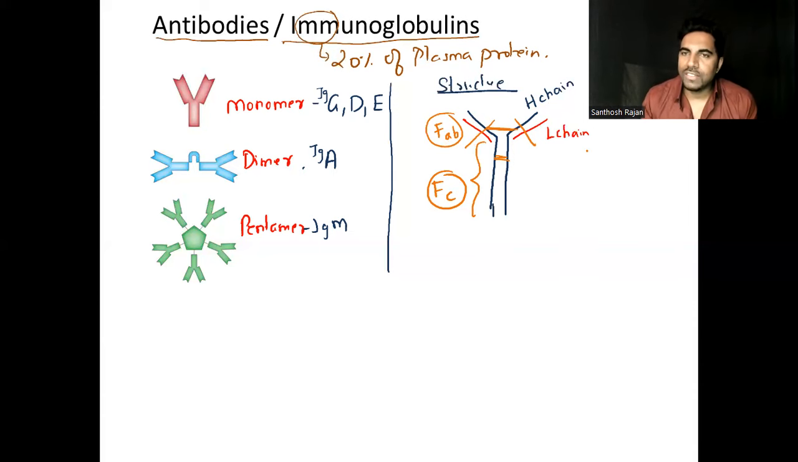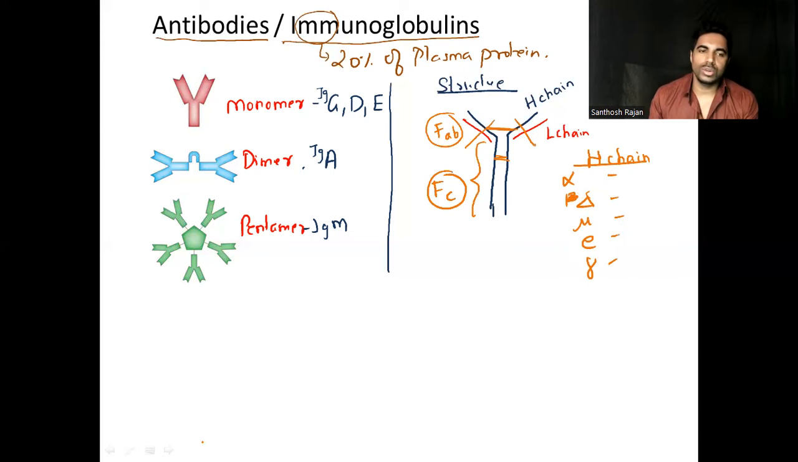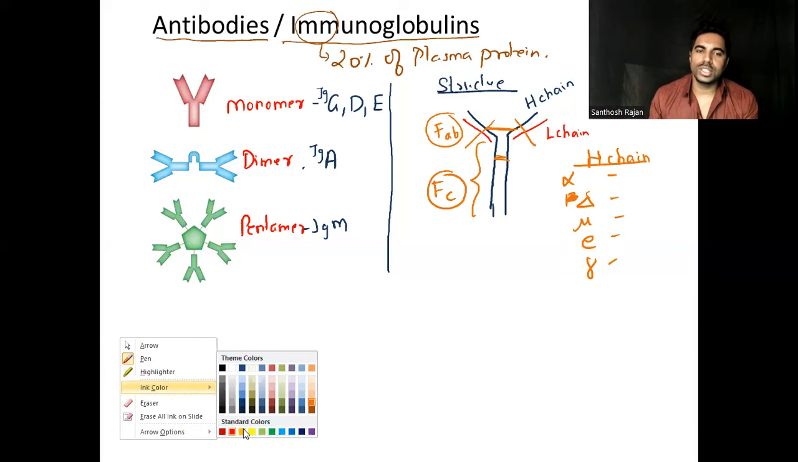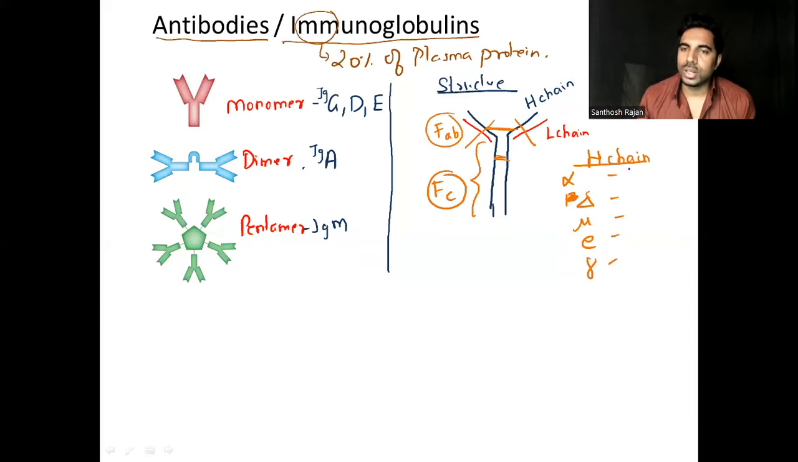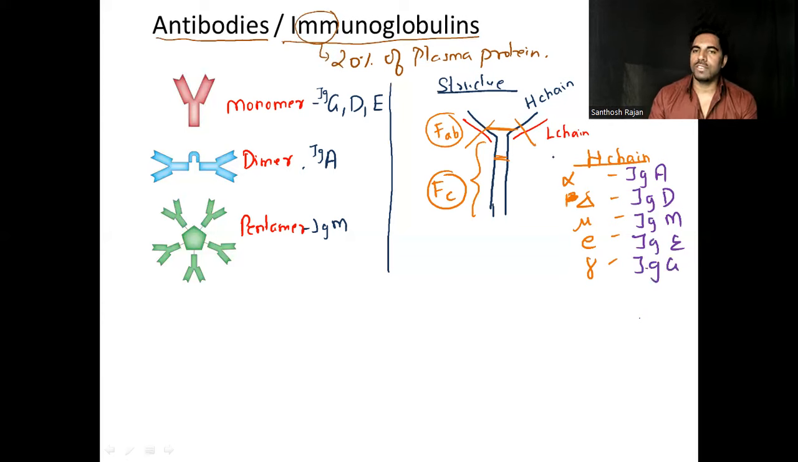Before that, remember, the heavy chain has different types: it can be alpha, delta, mu, epsilon, and gamma. Based on this heavy chain only we classify it. You don't need to know all these things. Alpha is immunoglobulin A. Delta is IgD. Mu is IgM. Epsilon is IgE. Gamma is IgG. These are the types of immunoglobulins we have.